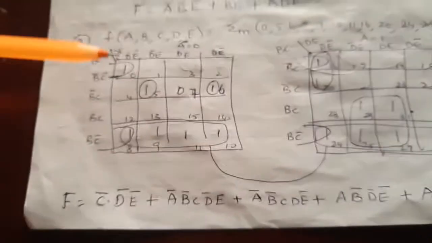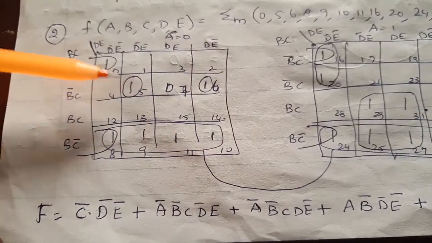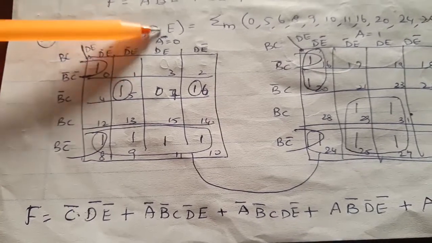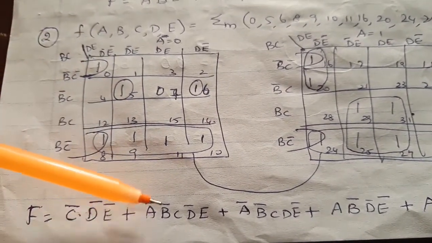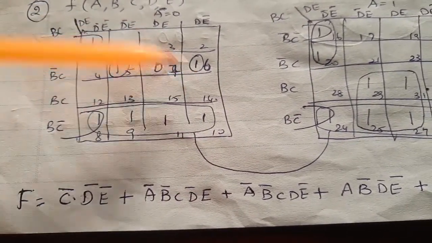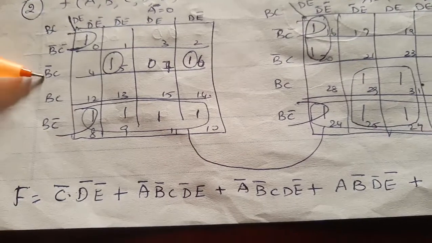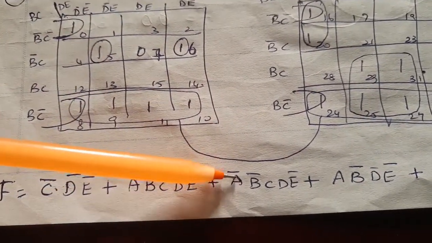Now coming to the single equations. We'll close the single equations. For single equations, you have to write all the combinations. A bar, D bar, E, B bar, C. Next combination: A bar, B bar, C, D, E bar. That is the next combination.